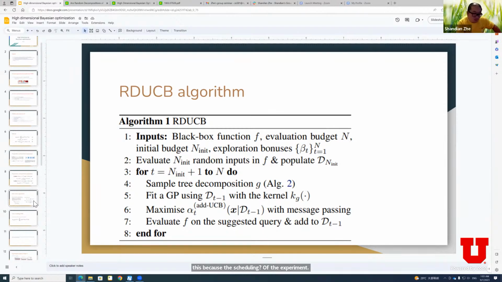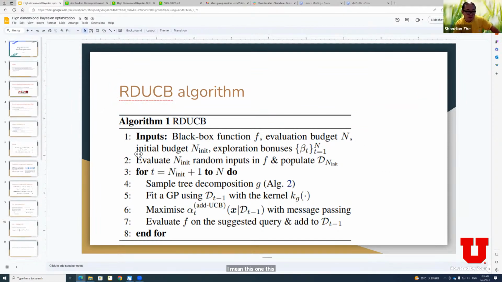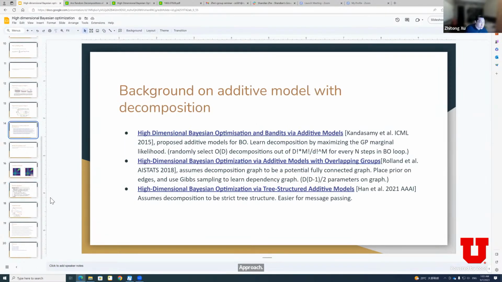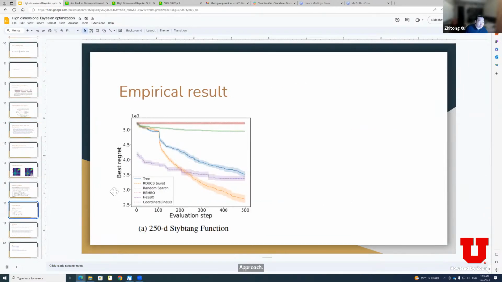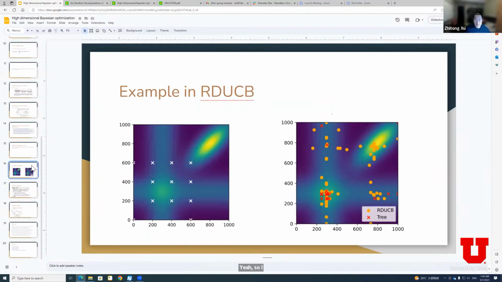Did you test their method by yourself, or did you just look at the results? The second one, I mean, this random tree generation approach. No, none of those papers published their code, and this one didn't publish their code either. I will keep an eye on their paper. They have already been selected, so maybe they will publish their code.